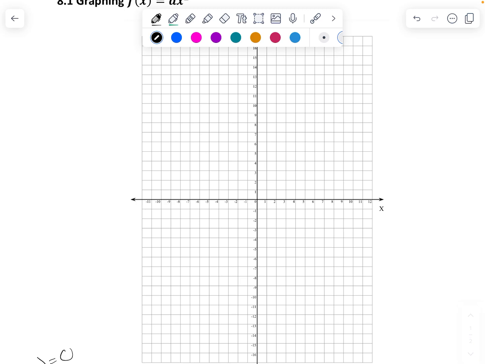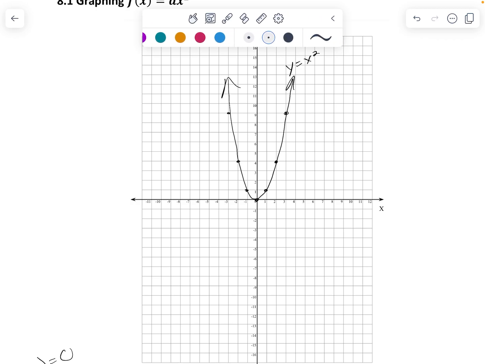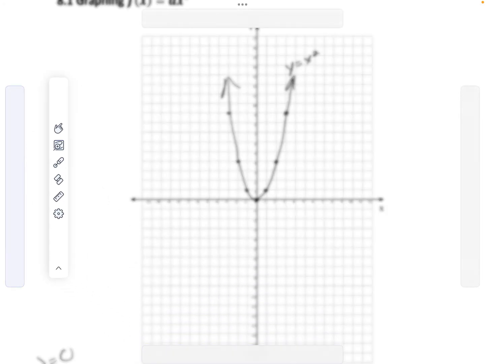And this is going to be what we call our parent function, the one that all the other ones relate to. So 0, 0, 1, 2 is 4, 3 is 9, and we get a really nice parabola like that. Okay, so this is our y equals x squared, and that is our parent function that we're going to just keep referring back to.